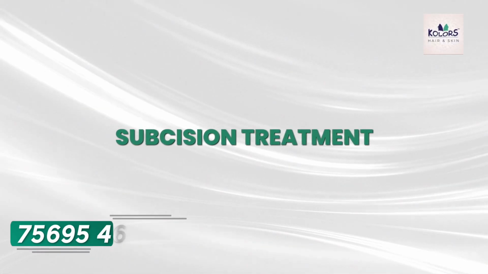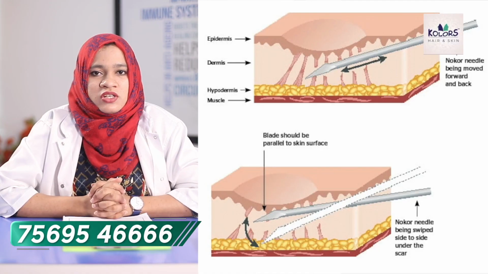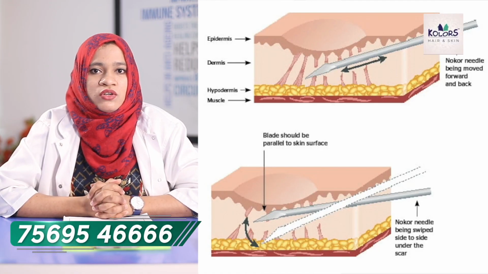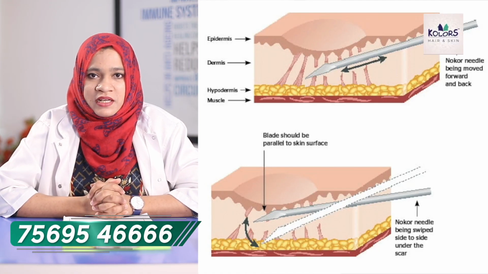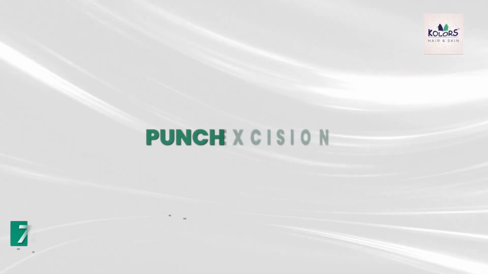The first and foremost is subcision. Subcision is a method in which we use an 18 to 20 gauge needle and put it beneath the scar to lift it by breaking the fibrous bonds. The second method is punch excision. Punch excision is a method in which we use small punches, from 1 mm to 2 mm, and press them on the deep scar so that the tissue gets removed and it uplifts the scar.